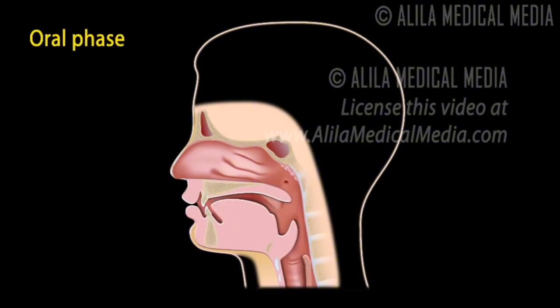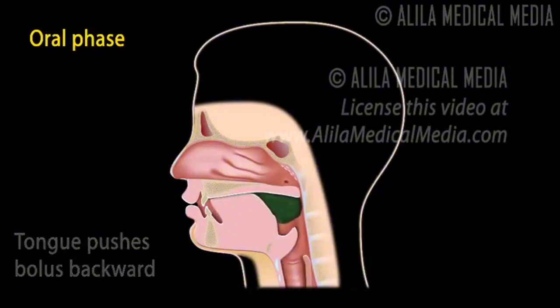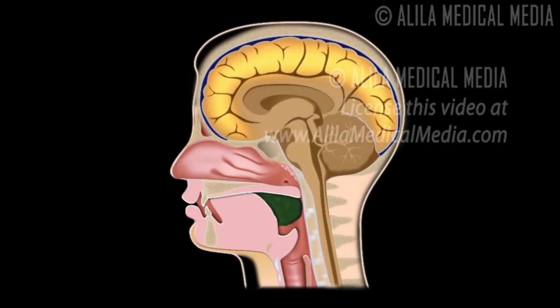Oral or buccal phase. This is the voluntary part of swallowing. The food is moistened with saliva and chewed. Food bolus is formed, and the tongue pushes it to the back of the throat, the pharynx. This process is under neural control of several areas of cerebral cortex, including the motor cortex.